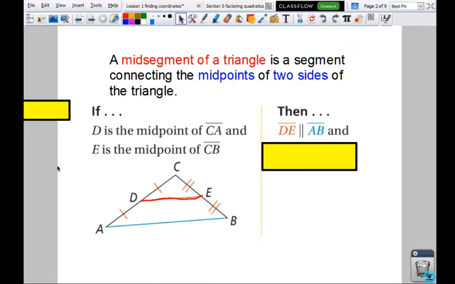Are we done doing proofs? Yes, like last chapter, yes, we're done with those. Alright, cool. So, DE is parallel to AB.